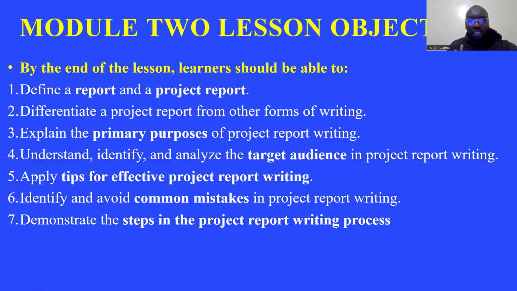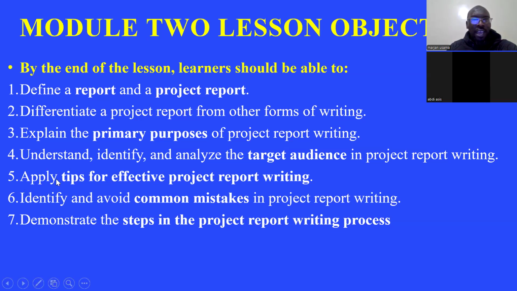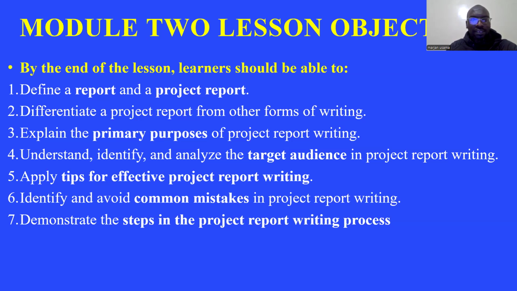So, these are our lesson's objectives. By the end of the lesson, you should be able to, number one, define a report and a project report. Number two, differentiate a project report from other forms of writing. Number three, explain the primary purposes of project report writing. Number four, understand, identify, and analyze the target audience in project report writing. Then number five, apply tips for effective project report writing. Number six, identify and avoid common mistakes in project report writing. Number seven, demonstrate the steps in the project report writing process.